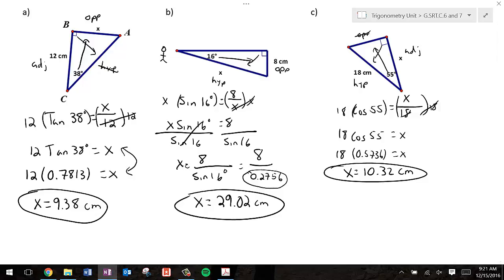And in our last one, it's the same setup as our first one, only we're using cosine. And when you get down to the end, you've got 10.32 centimeters.